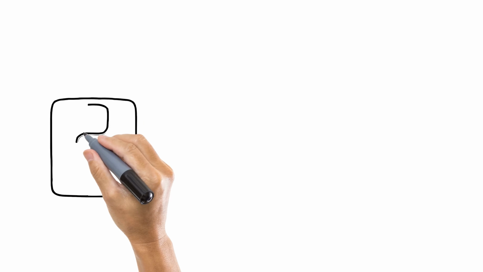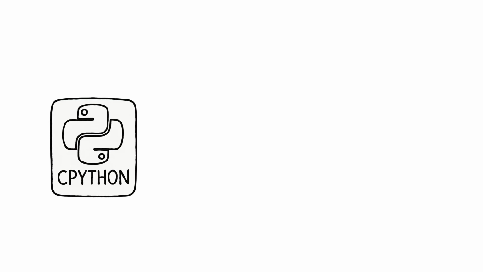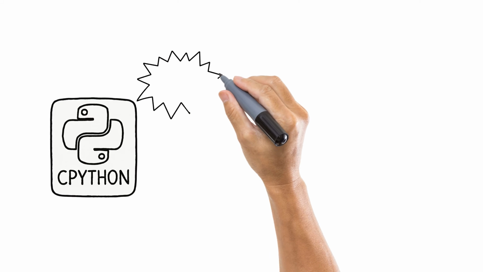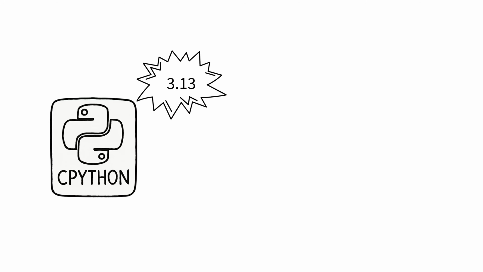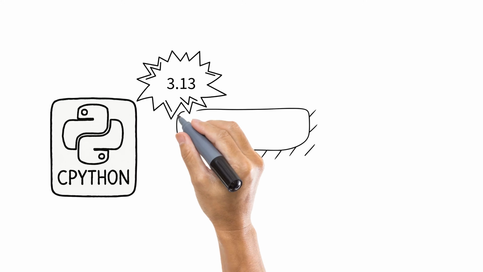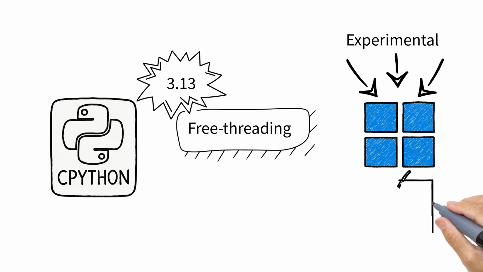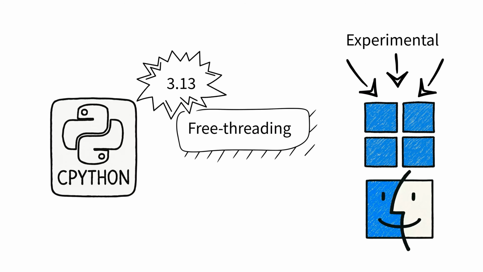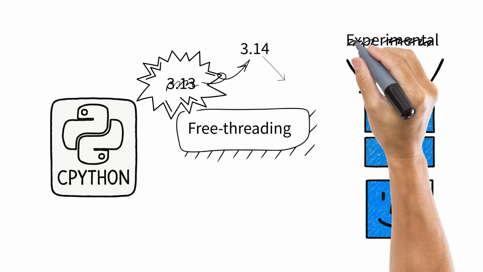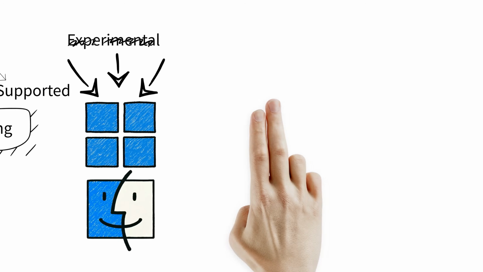In Python 3.13, free-threaded appeared as experimental. On Windows and macOS, you could install it as an option. By Python 3.14, it's officially supported. Not experimental anymore. It's still optional, but a huge milestone.